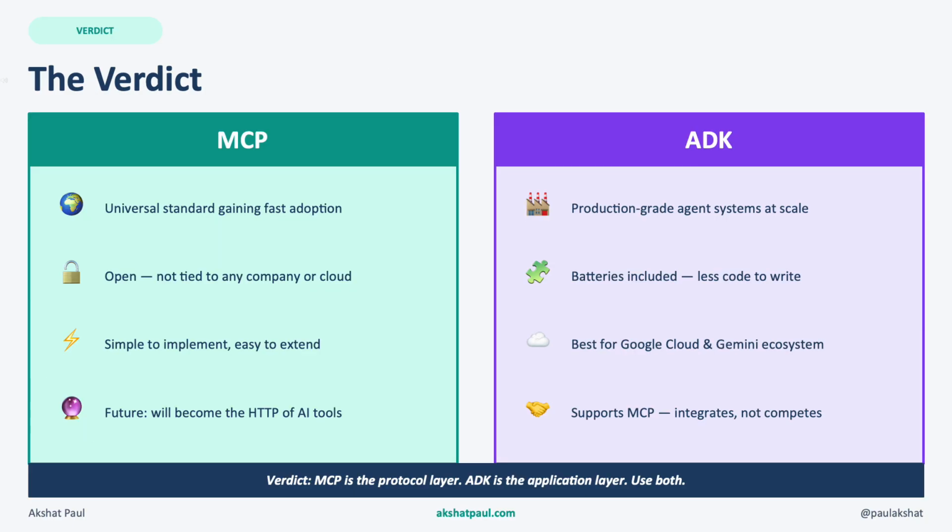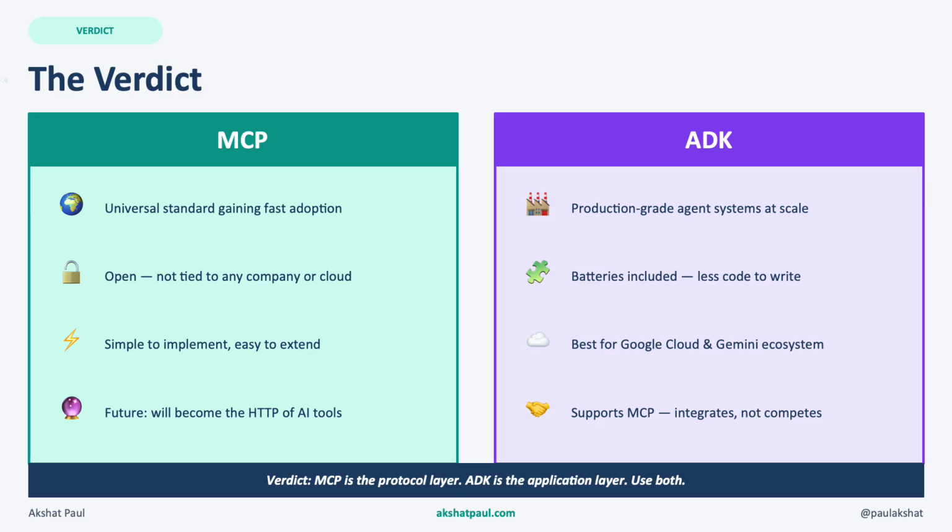So, what's my actual verdict? MCP. I believe MCP is going to become the HTTP of AI tools. Just like HTTP is the standard that lets any browser connect to any web server, MCP is on track to become the standard that lets any AI connect to any tool. It's already happening. The ecosystem is exploding. Thousands of MCP servers are being built. Major companies are adopting it. And because it's an open standard from Anthropic, not locked to any cloud or LLM, it's in everyone's interest to support it.